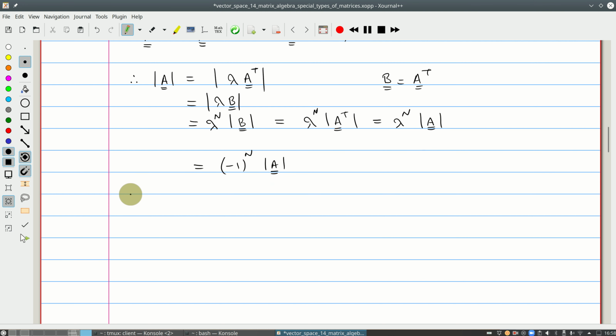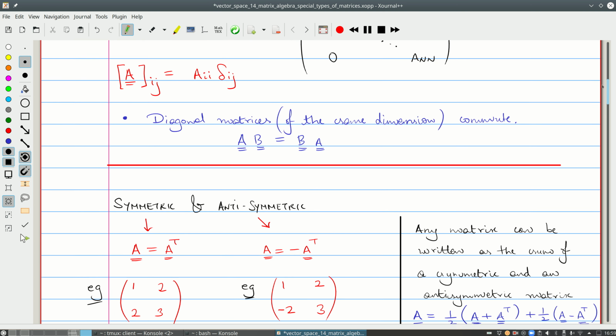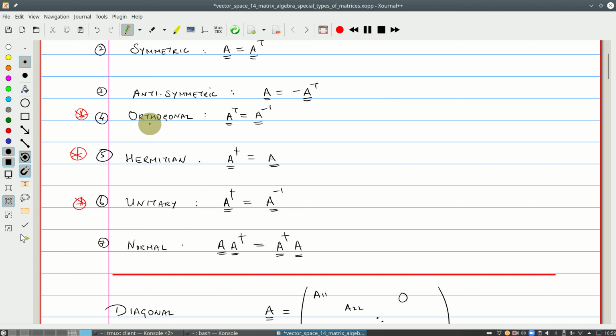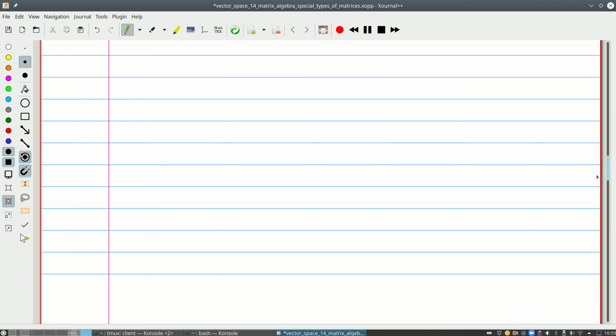Now if n is odd, this means the determinant of A is equal to minus the determinant of A. Therefore the determinant of A is 0. Nice and simple result there. All right, so let's move on. What's the next thing? It's orthogonal matrices. This is an important class of matrices.